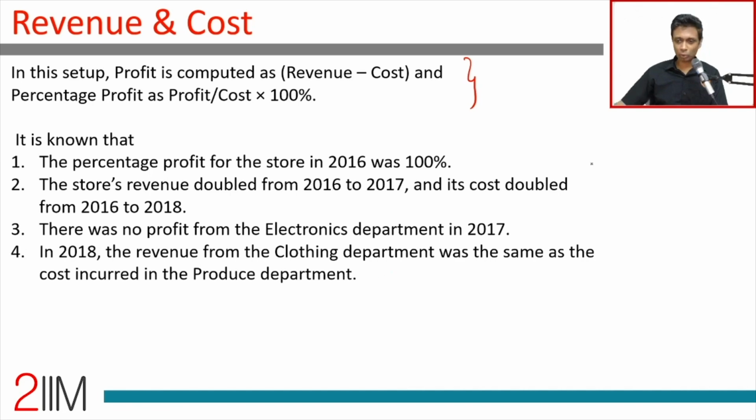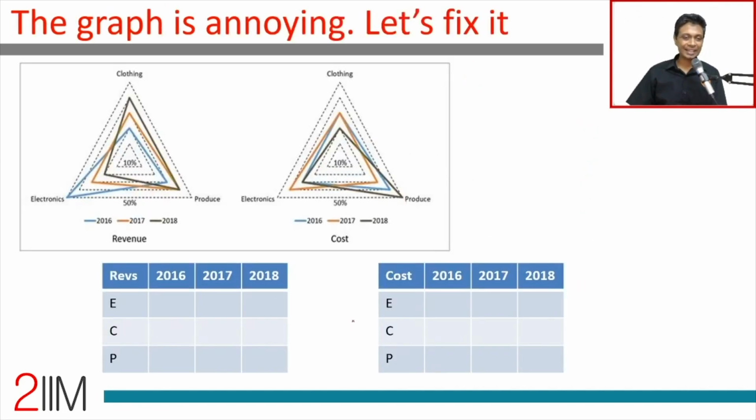I'm going to worry about this a little later on. First I want to look at the data, and I hate this graph. I'm going to capture all the data. 2016, this is 50%. Clothing is 20%, produce is 30%, adding up to 100. 2017 orange line, this is 30, 40. 2018 green line, 20, 40, 40.